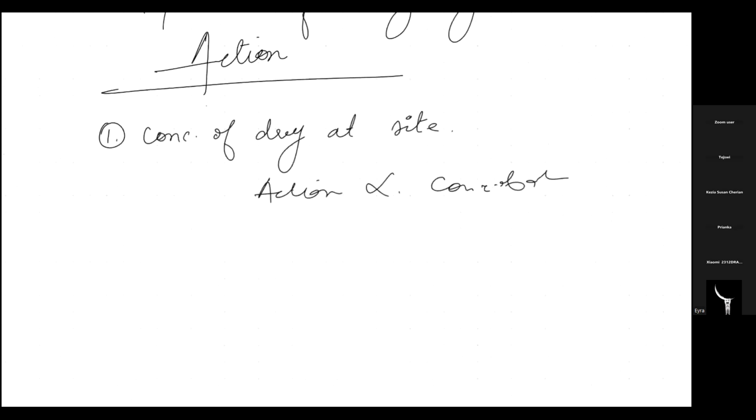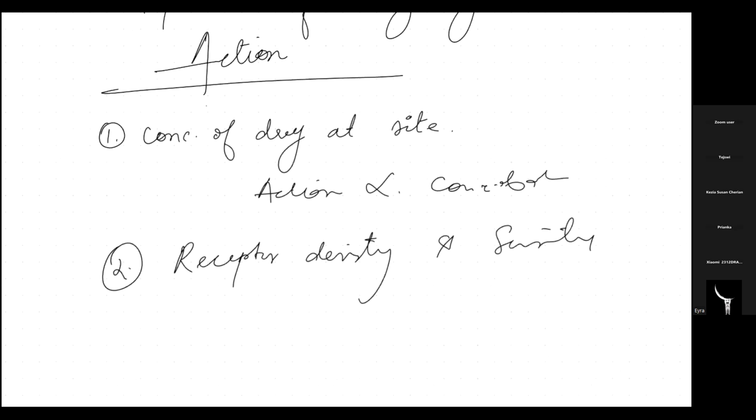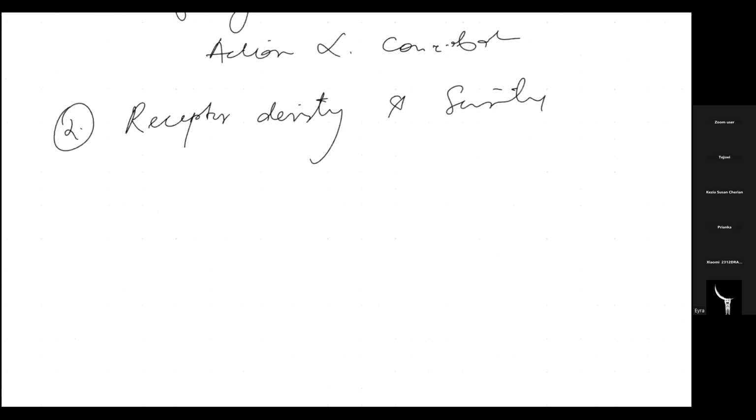The second one, what can it be? Of course, the receptor, isn't it? How much receptor density is there, and how sensitive it is. Now we can understand it very nicely. Let's suppose that we have a drug. These are the number of drug particles that are supposed to go, and these are the receptors they are supposed to bind.